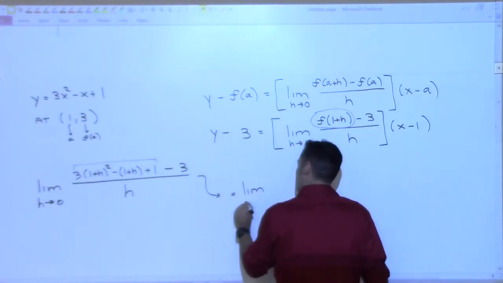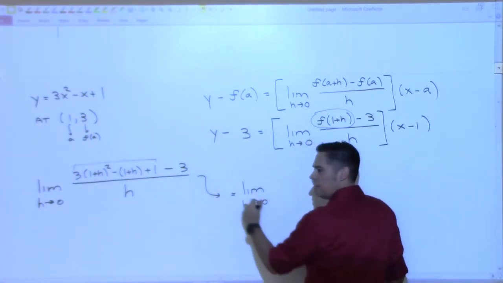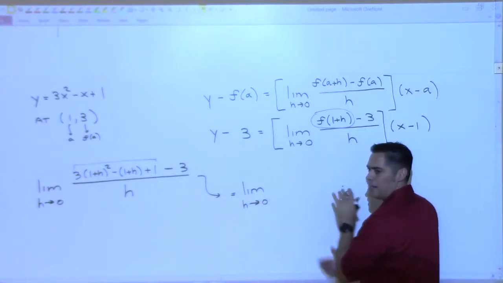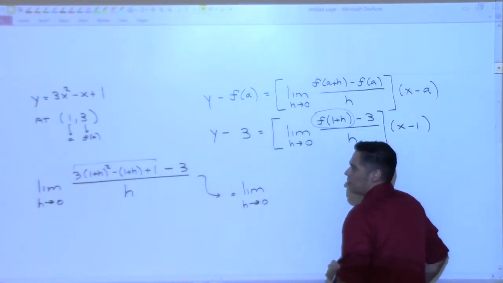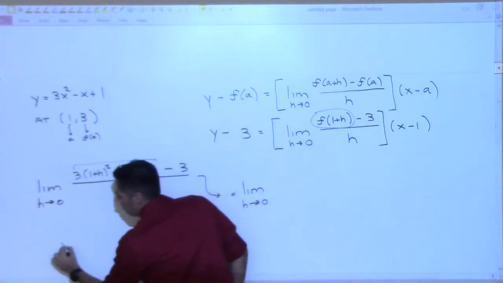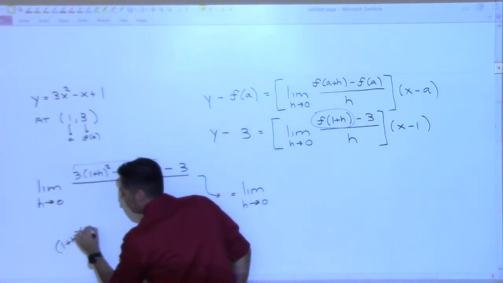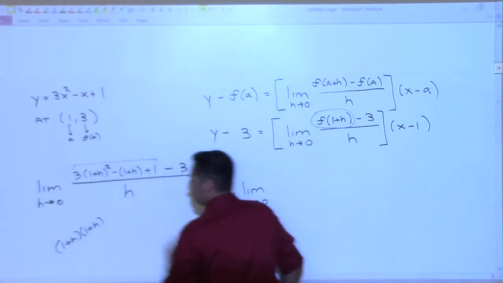Limit, h goes to 0. Notice the limit, I'm writing it every time because I'm not taking the limit yet. All right, so on the side here, what would that (1 plus h) squared be if I do 1 plus h times itself? 1 plus 2h plus h squared.